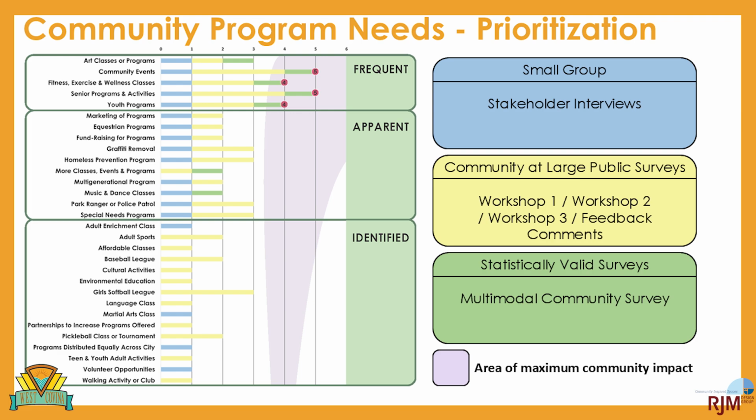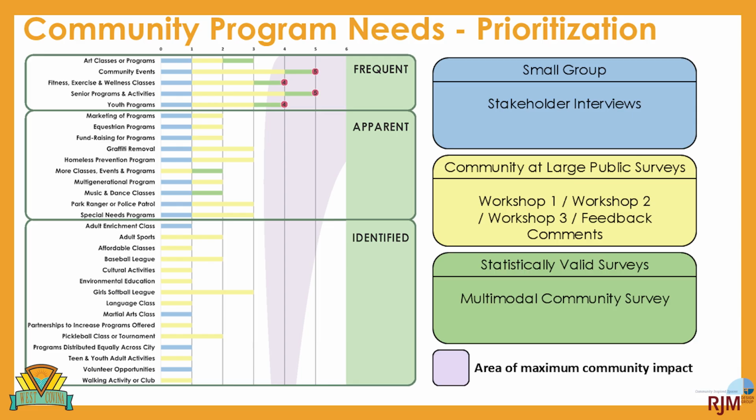Some of those community prioritizations for the program needs came from small group interviews, all of the community workshops at large, including the feedback comments, and the statistically valid multimodal survey. Those elements include art classes and programs, community events, fitness, exercise, and wellness classes, senior programs and activities, youth programs, marketing programs, equestrian programs, and several others that are all listed here on the left-hand side of the screen.